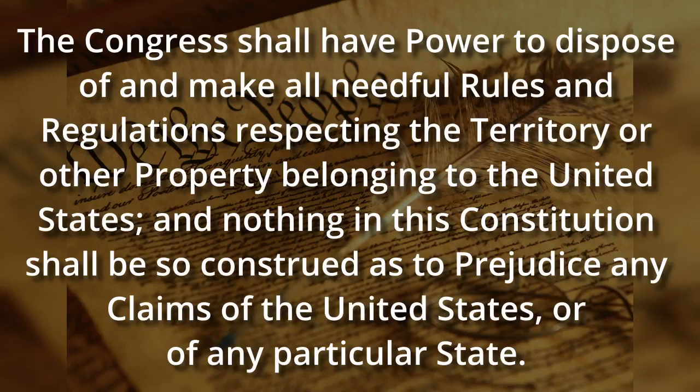They may also dispose of and make rules and regulations for the territories of the United States. The Congress shall have power to dispose of and make all needful rules and regulations respecting the territory or other property belonging to the United States, and nothing in this Constitution shall be so construed as to prejudice any claim of the United States or of any particular state.